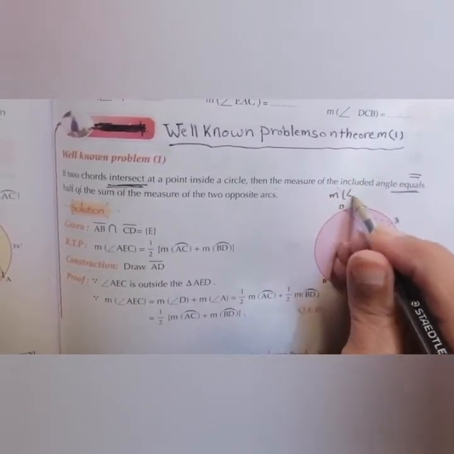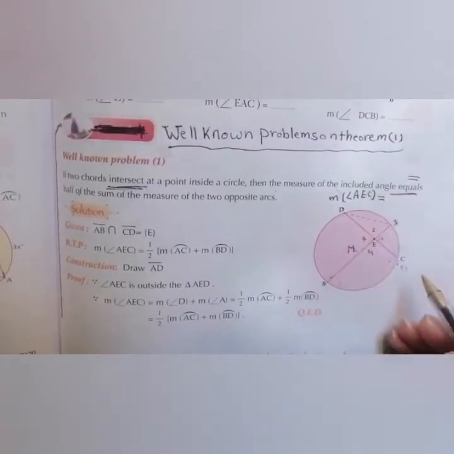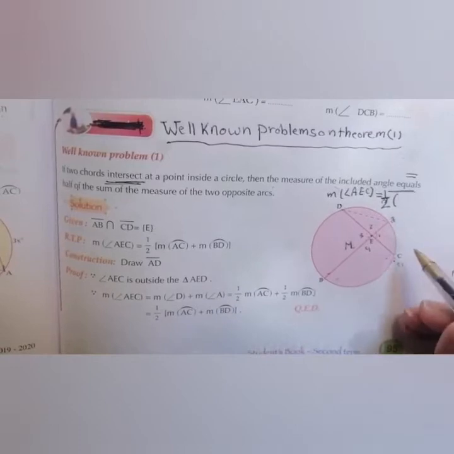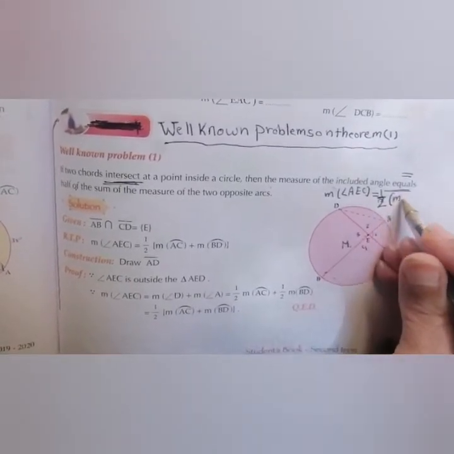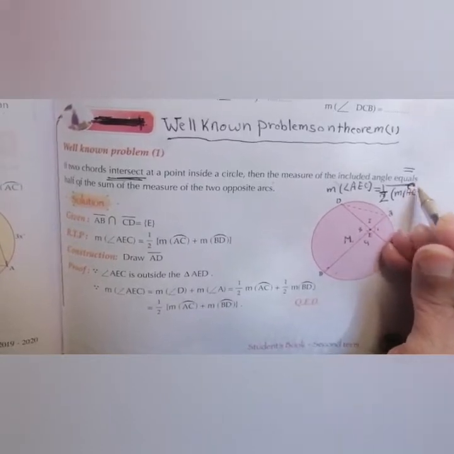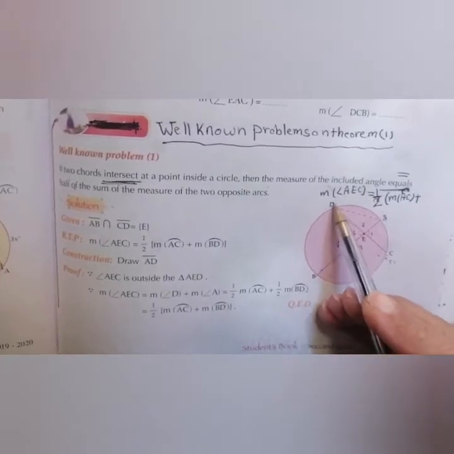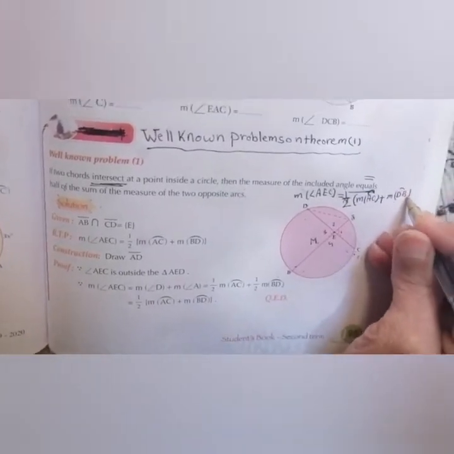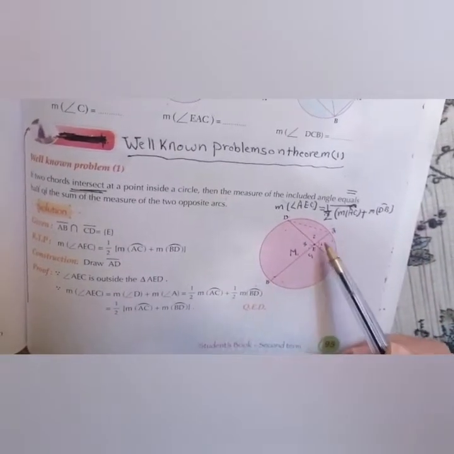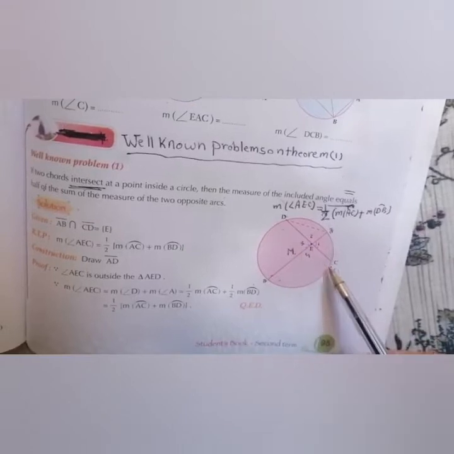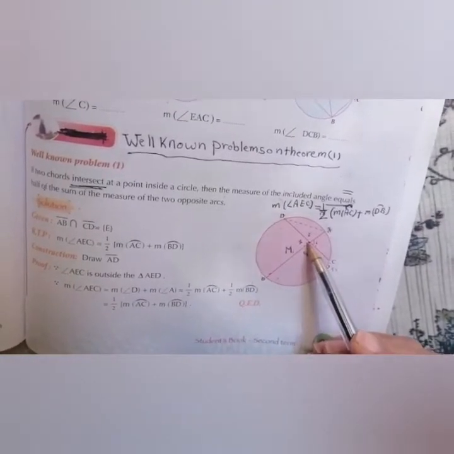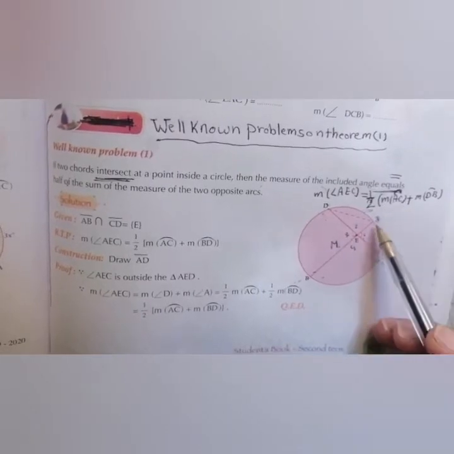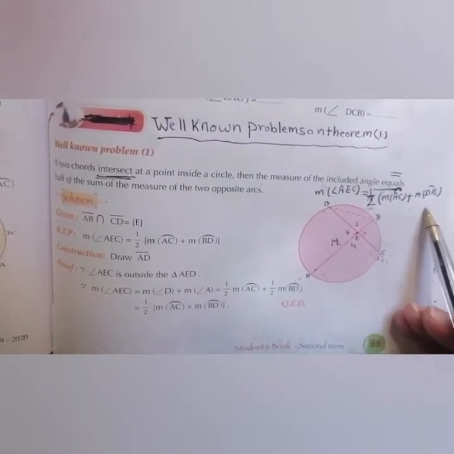Measure angle AEC equal half, open the bracket, measure arc AC plus the opposite arc DB, measure arc DB. If we want to find measure angle AEC, the vertex at the point of intersecting of two chords AB and DC, equal what? Equal half measure arc AC, the opposite, plus measure arc DB.